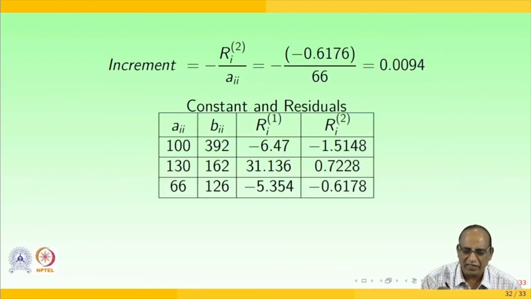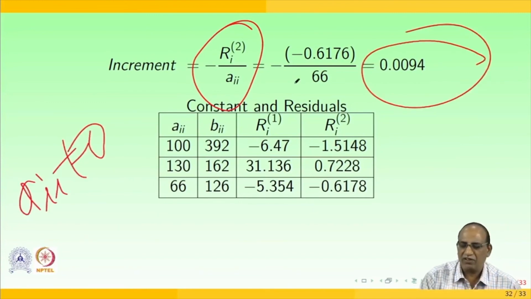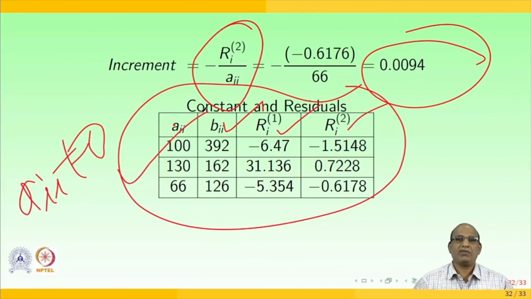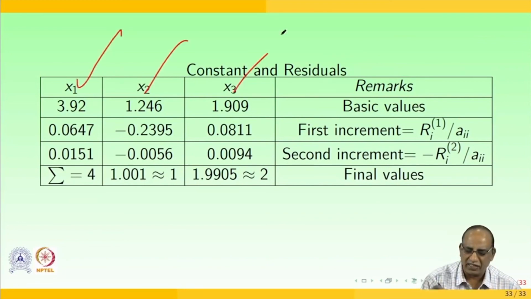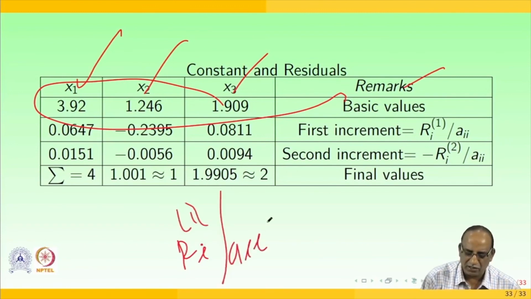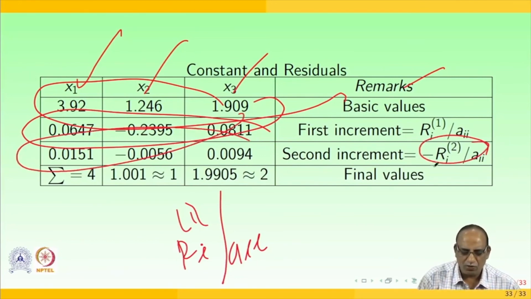So the increment will be minus of Ri of 2 upon AII, since you know AII is not equal to 0. So therefore you get the value 0.0094. So ultimately when you tabulate this, the values of AII, BII, RI1, RI2, you get like this. So the computation becomes very easy and it is pretty good from this table as we see here. Similarly, you can see over here x1, x2, x3, and these are all basic values as you know very well. And when you do the first increment, that is Ri of 1 upon AII, you get these values. Similarly, when you do the second increment, you get these values. Third increment, when you do, these are the values you get.